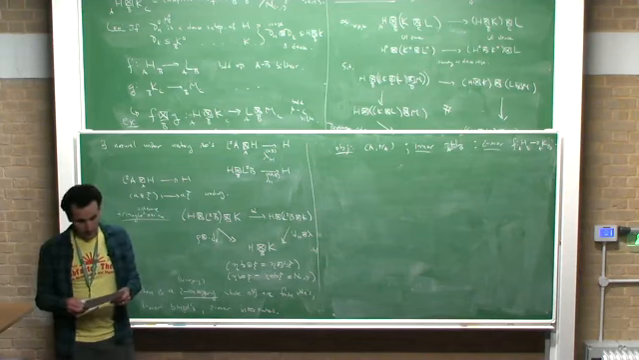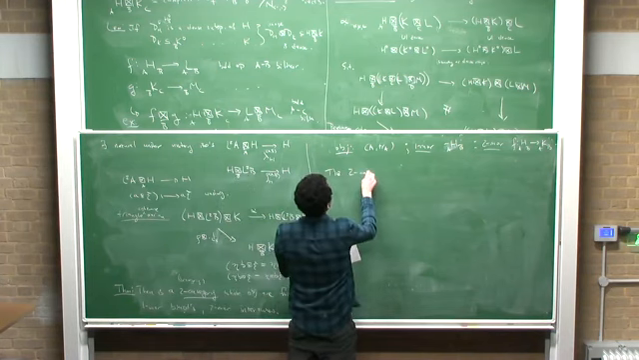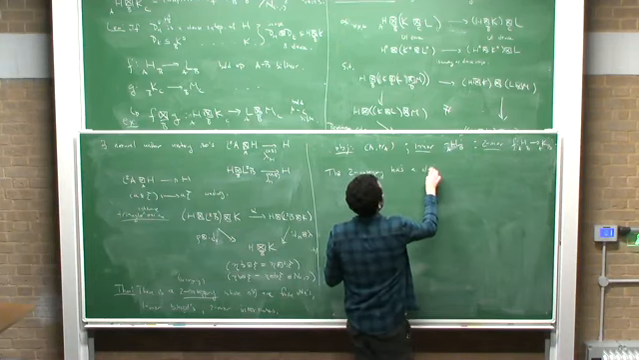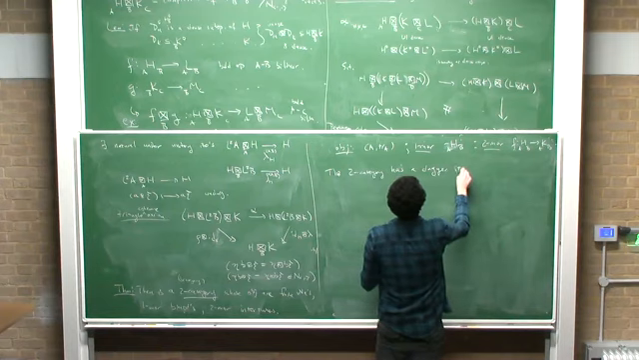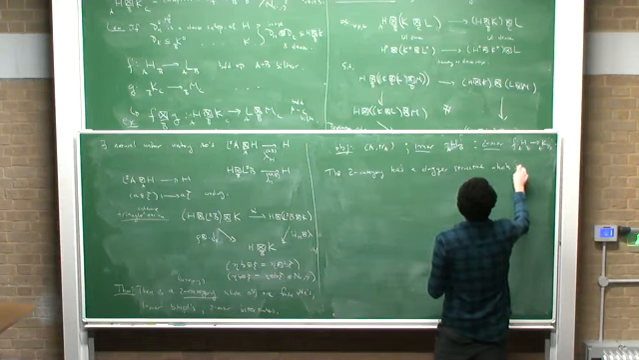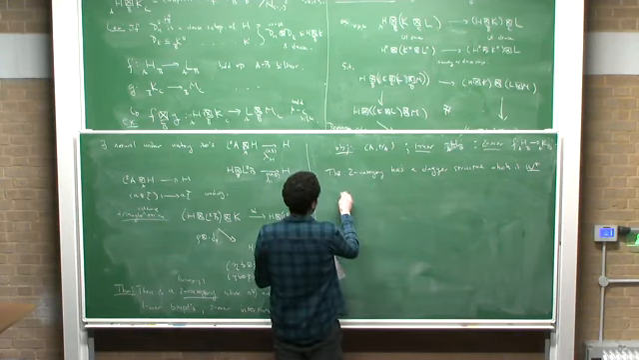So this 2-category has a dagger structure, which is W star. Okay, so what does this mean?